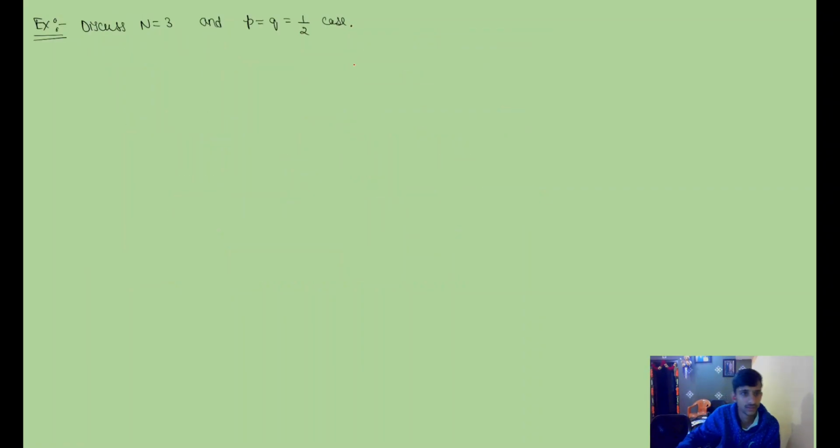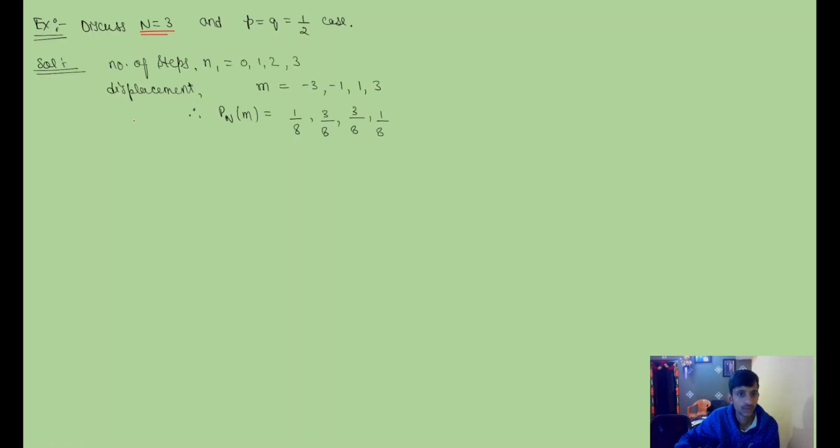So let's discuss the case when the drunk man is taking a total number of steps as 3, and he's so drunk that whether he is taking his left leg first or right leg first, the probability is equal, that is 1/2. Okay, so p and q are equal. So what will be the number of steps? Basically he can move to the right side. It could be 0, he can take 0 steps, he can take 1 step, 2 steps or 3 steps.